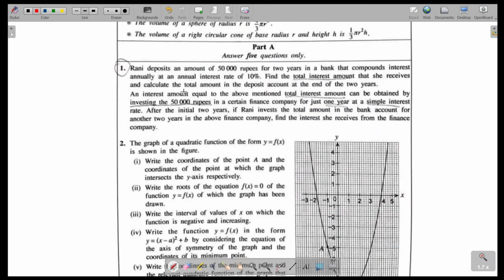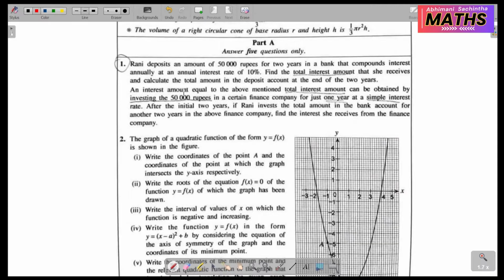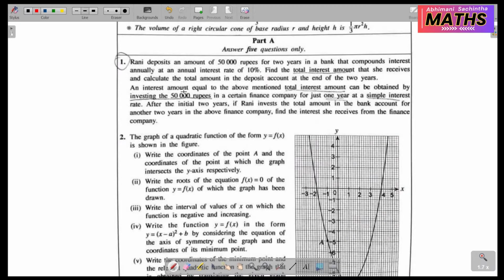This time the part A first question is given from simple interest and the compound interest knowledge. So we'll see how to solve this question. Rani deposit an amount of 50,000 rupees for 2 years in a bank at compound interest annually at an annual interest rate of 10%.